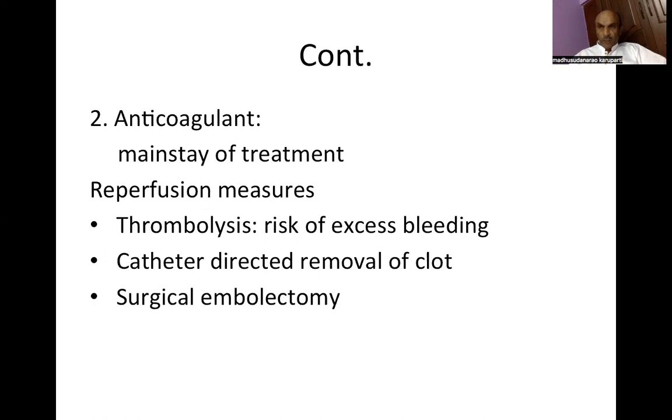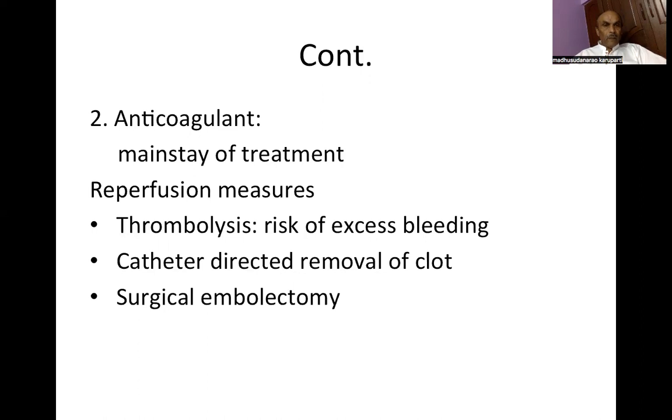Anticoagulant therapy is the mainstay of the management. After stabilizing the patient, even before that, when you suspect the patient is going to land in circulatory failure, start the anticoagulant therapy right away. So low molecular weight heparin is the drug of choice, commonly used in many centers.